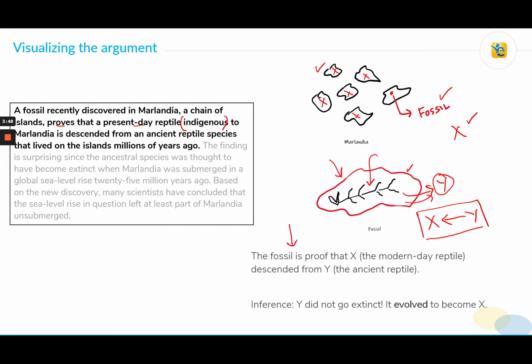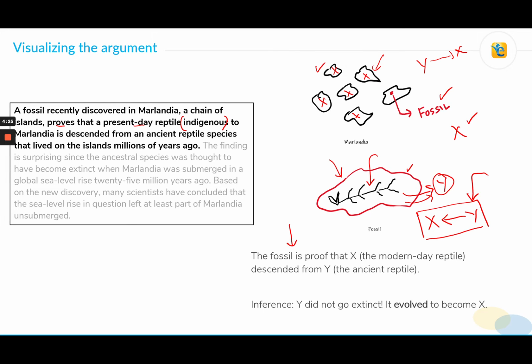Very important to understand this. Now, again, don't just read on. There are implications that you need to understand. When you say that X descended from Y, X is a descendant of Y, what is the logical inference there? What is the implication? It means that this species Y did not actually go extinct, right? Otherwise, if it went extinct, if it got wiped out, then you cannot claim descent. The fact that X is considered to be a descendant of Y means that Y did not get wiped out. It survived in some form. It eventually evolved to become X.